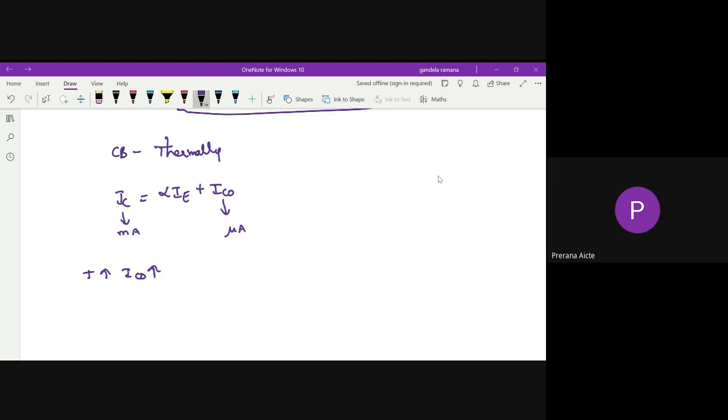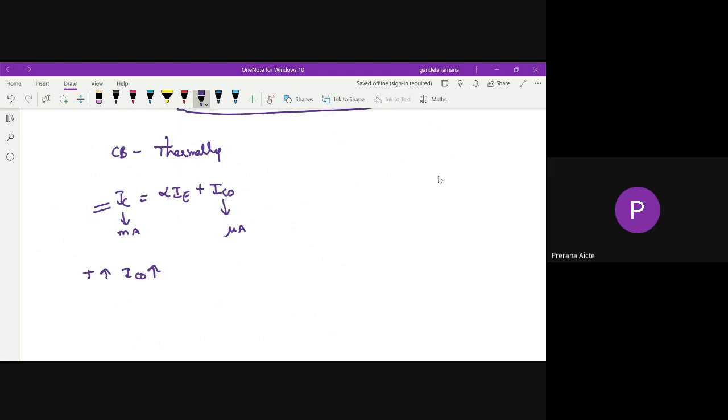So it is not influencing IC. So that's why CB is thermally stable. When temperature increases, IC naught increases. What happens? IC will be changed, but in the order of microamperes. So that's why it is very negligible. Because of that, CB configuration is stable.